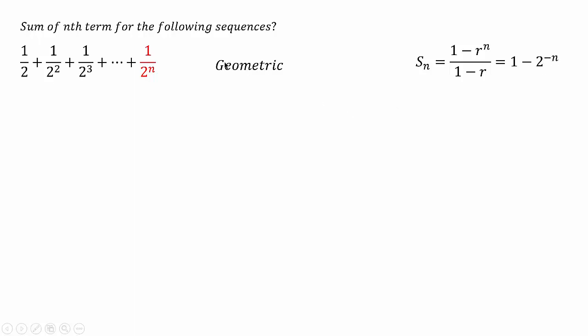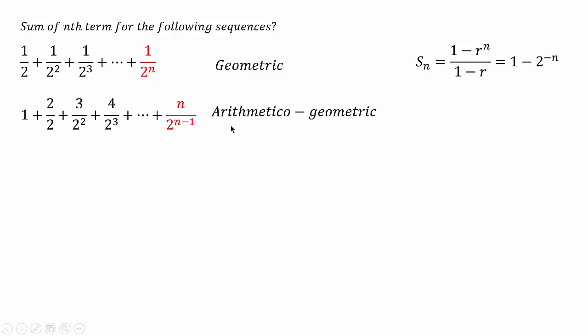Let's move further toward a more difficult question. Let's look at this pattern. It's an arithmetico-geometric sequence because the numerator part has an arithmetic progression and the denominator part has the geometric progression. So its nth term is n over 2 to the n minus 1, and maybe in high school you may have studied the sum of nth term of arithmetico-geometric sequence, and you can calculate this and the result seems like this. But what happens when it's more complex than this?